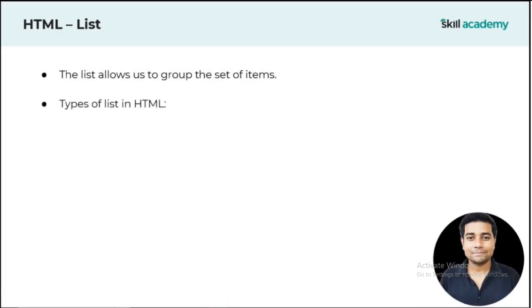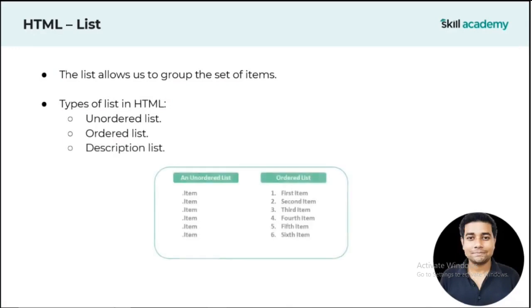In HTML, you are going to have some types of list. We are going to understand unordered list, then we are going to understand ordered list, and finally we are going to understand description list. So in HTML, you are going to have three categories of list: unordered list, ordered list, and description list.